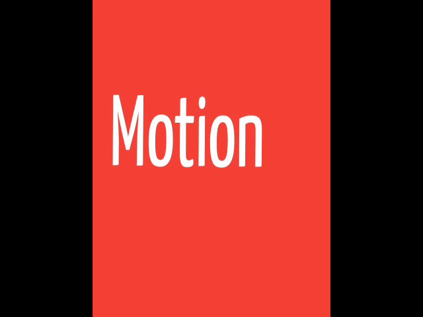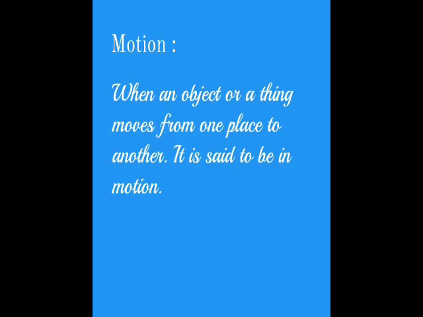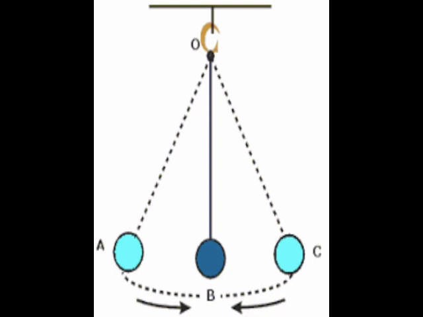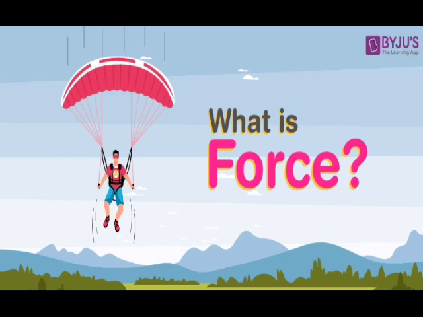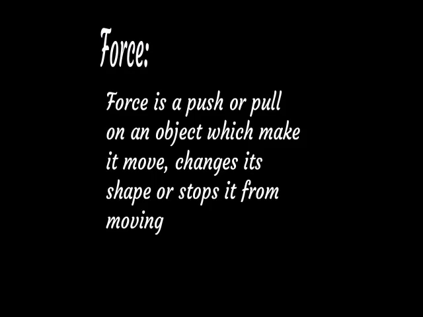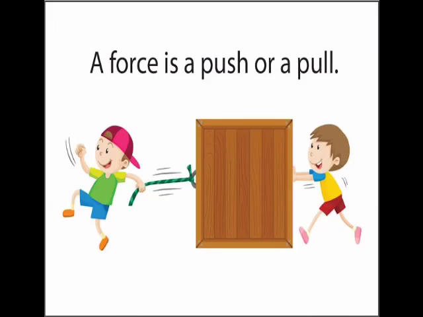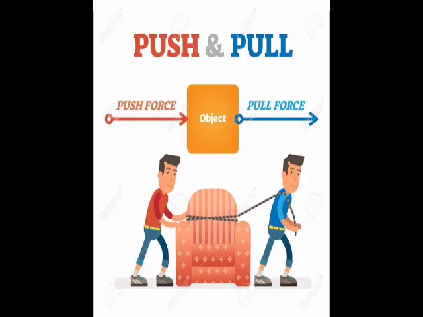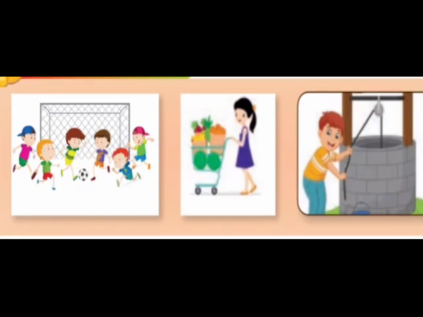First, motion. What is motion? When an object or a thing moves from one place to another, it is said to be in motion. What is force? Force is a push or a pull on an object which makes it move, changes its shape or stops it from moving. Force involves an interaction between two or more objects. Force can lift or drop an object. Without force, we can't move any object.